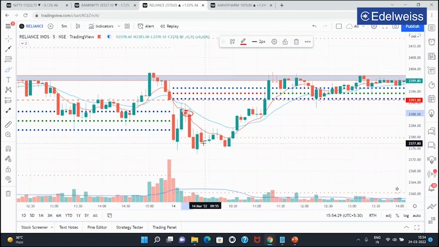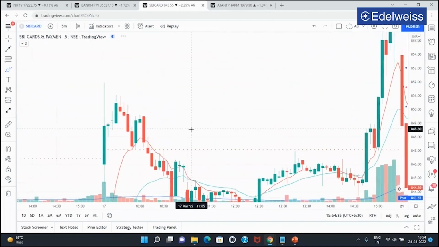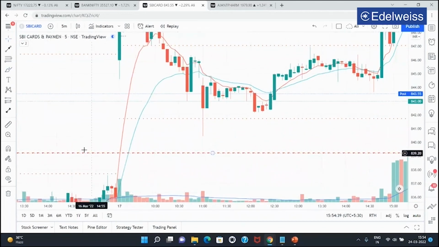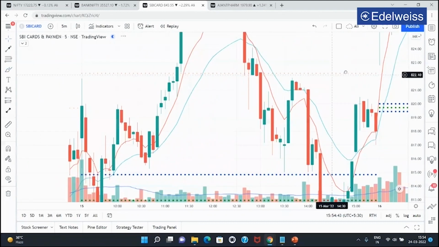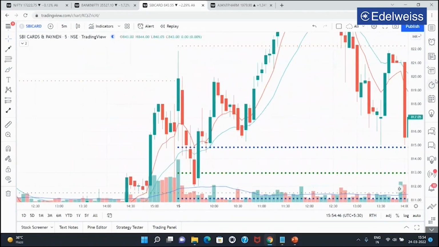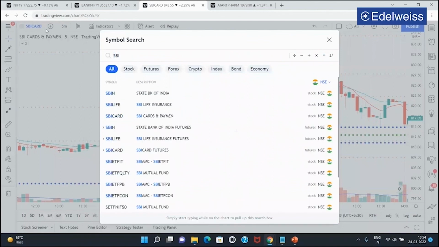Now the next is SBI. Okay, this is SBI Card.